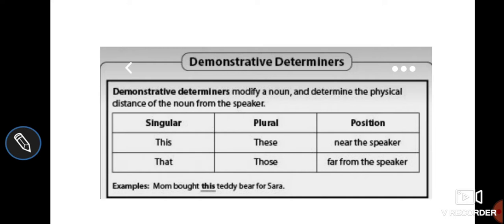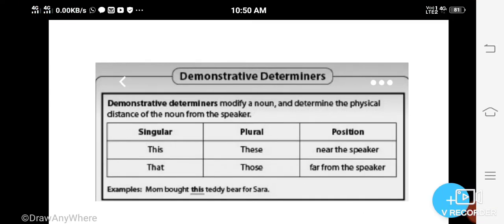Here's another way of understanding demonstrative determiners. Demonstrative determiners modify a noun, like I told you, to determine the physical distance of the noun from the speaker. Now, if you are the speaker, how far is the particular noun that you are talking about from you? You can determine that by using the words this, that, these, those. Very easy, is it not?